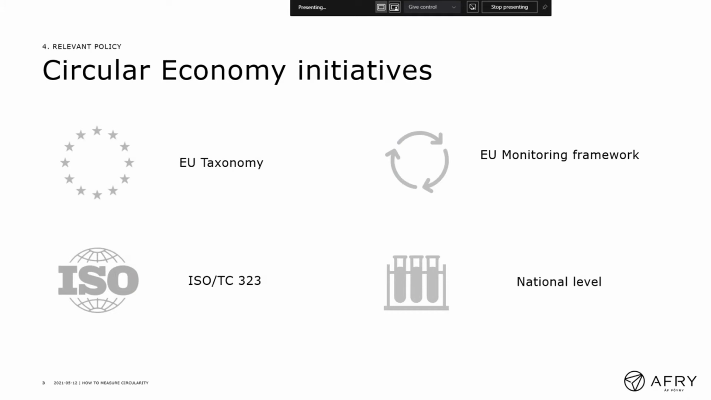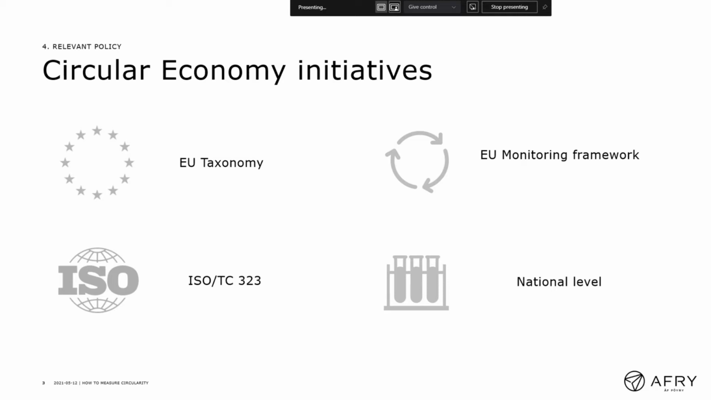And there are many circular initiatives on this topic, and here are some examples that are on an EU level, national level, and that impacts many companies, like the ISO standard. So the EU taxonomy is being developed to reach the objectives of the European Green Deal. And it's a classification system of environmentally sustainable economic activities, and it's an important enabler to scale the sustainable investment.